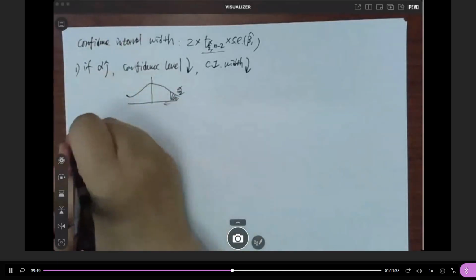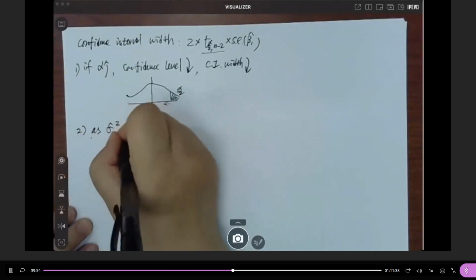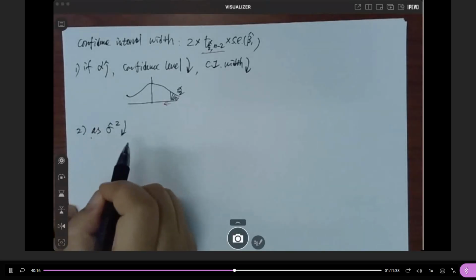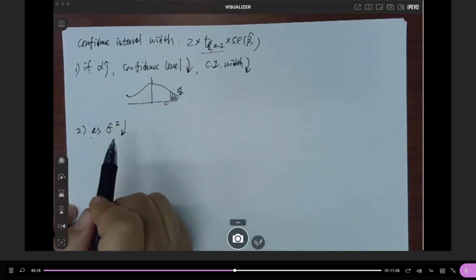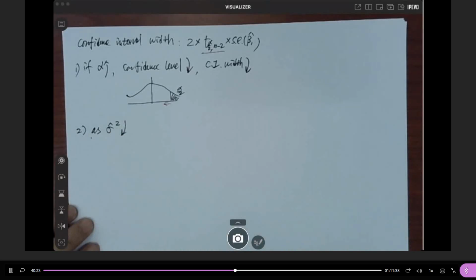Okay, so secondly, as sigma hat squared decreases. Sigma hat squared is your estimated variance. If your estimated variance decreases, what happens to the confidence interval width? With the same alpha. When I say this one decreased, it means everything else will remain the same. So if your estimated variance becomes smaller, look at the formula for the standard error of beta 1 hat.